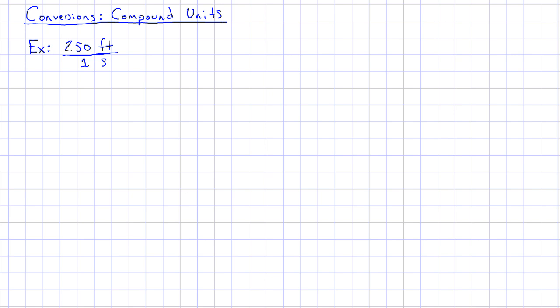So let's say that I would like to convert this into miles per hour. Now, I have to convert both components, right? I need to convert feet into miles and I need to convert seconds into hours. So there's a few pieces of information that I need. First, I need to know how many feet are in a mile, and then I need to know how many seconds are in an hour. So I'll write some work over here on the side.